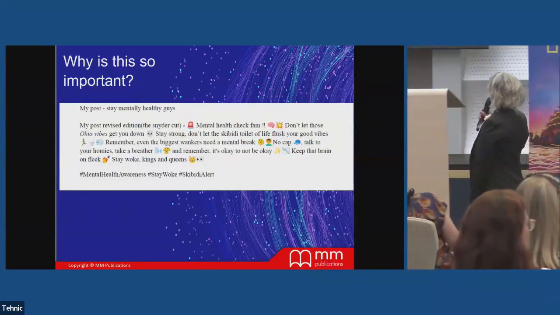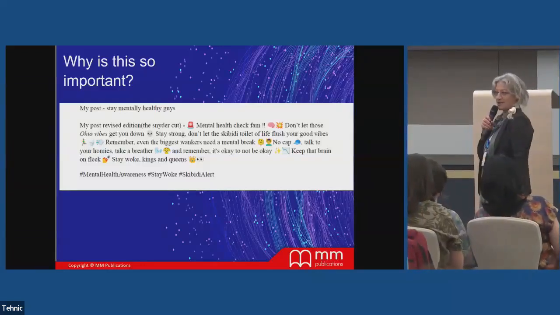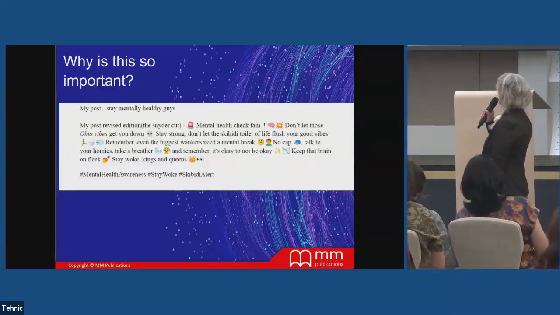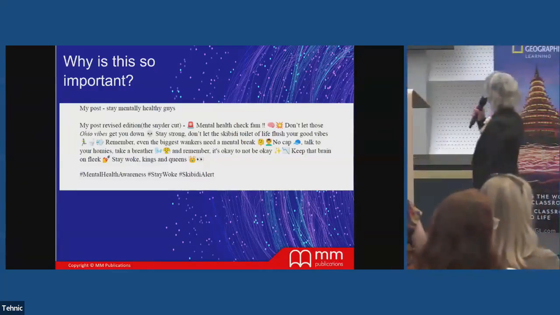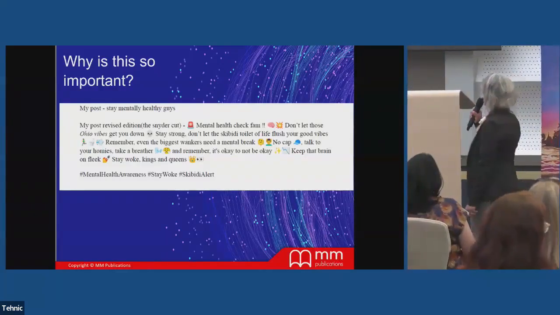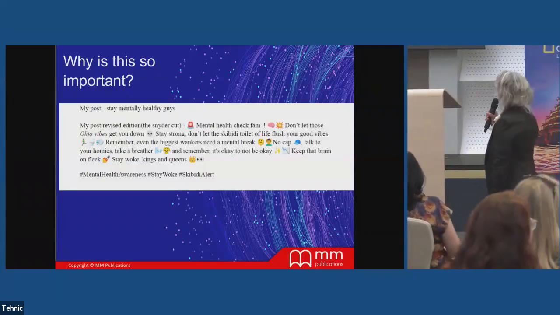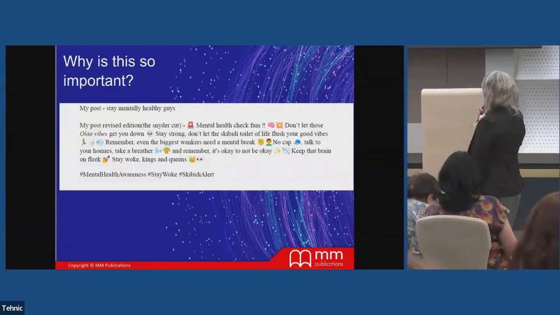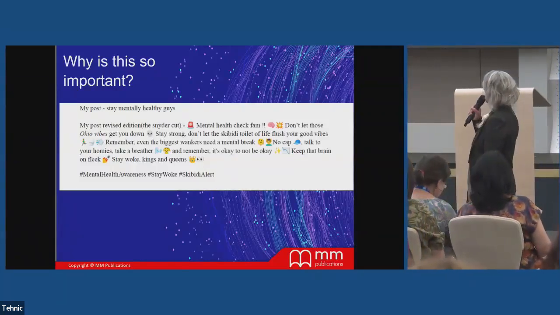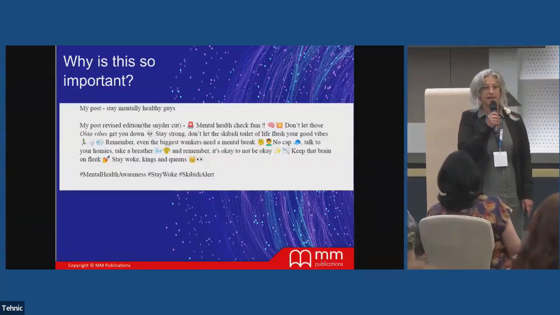Mental health check, fam. Don't let those Ohio vibes get you down, with the emojis, stay strong. Don't let the skibbity toilet of life flush your good vibes. Remember, even the biggest beep needs a mental break. No cap. I'm not lying. I'm telling you the truth. No cap. Talk to your homies, take a breather, and remember, it's okay not to be okay.